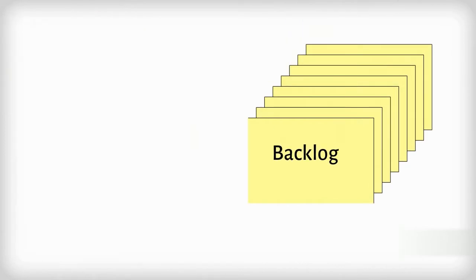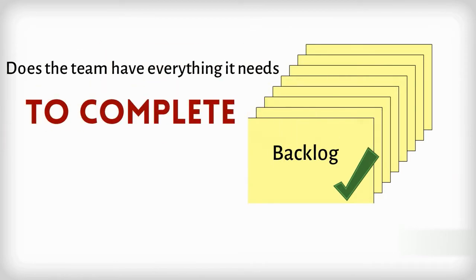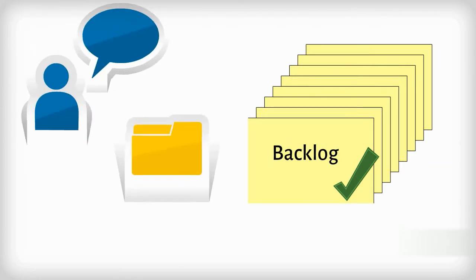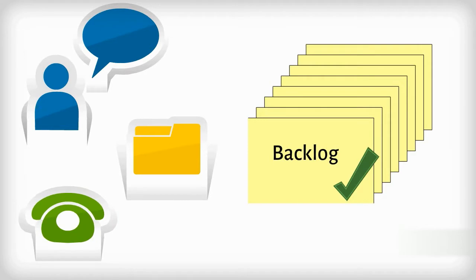At this point, the backlog may be complete, but in order for any of its stories to be ready for a sprint planning session, we need to ask the question, does the team have everything it needs to complete this story? There are often identifiable dependencies such as a third-party feed, specification documents, or points of contact that need to be supplied in order for a team to do its job.